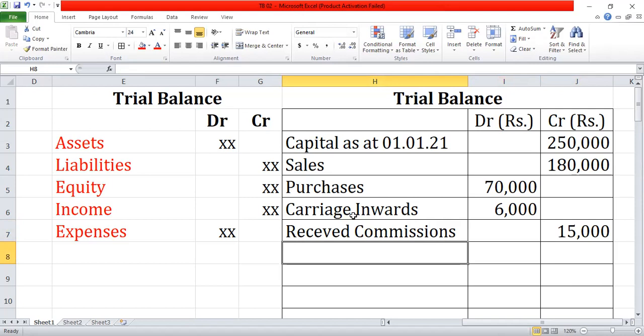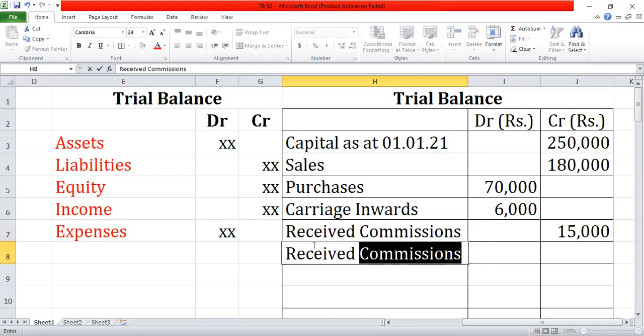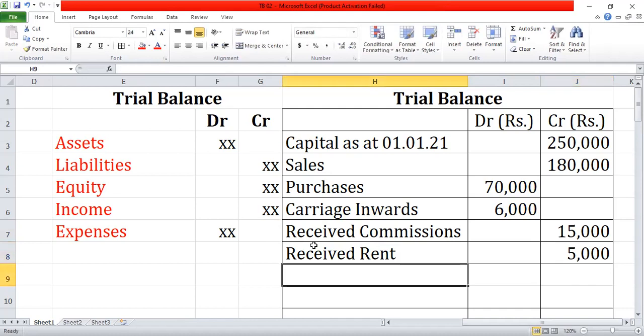Are you there? Right. And the next is received rent. It is an income, right? Record the received rent account balance, 5,000, in the credit column of the trial balance.